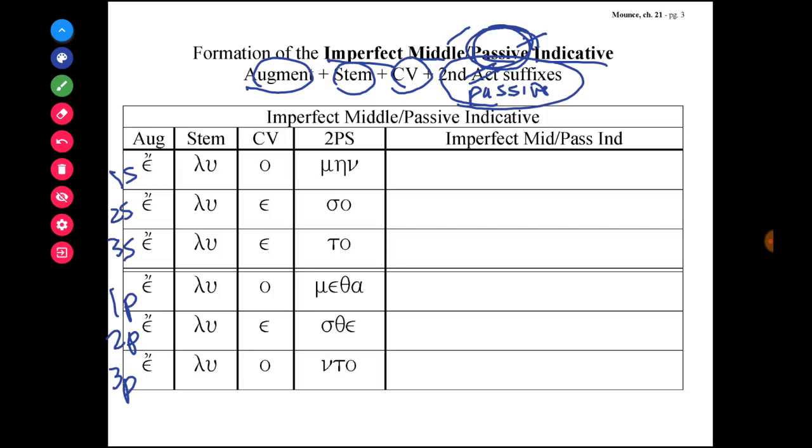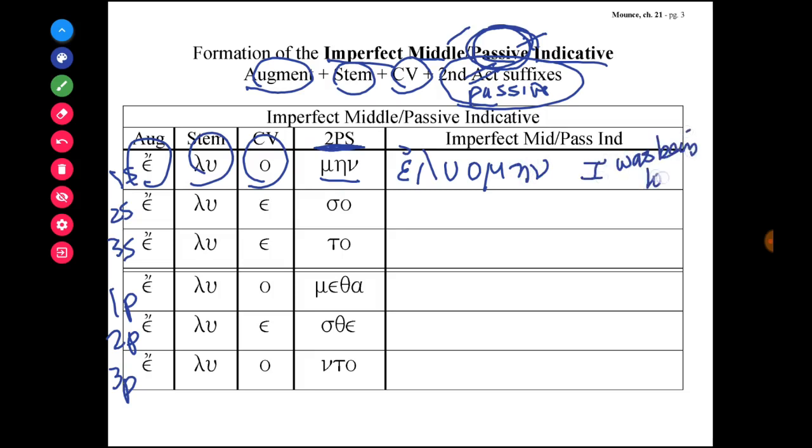So how do I say I was being loosed? I take the augment, the stem, the connecting vowel, and I add the secondary passive or middle suffixes, which are a completely different set of suffixes, which is mēn, so, to, metha, sthe, nto. So to say I was being loosed, that would be eluomēn. That's I was being loosed.